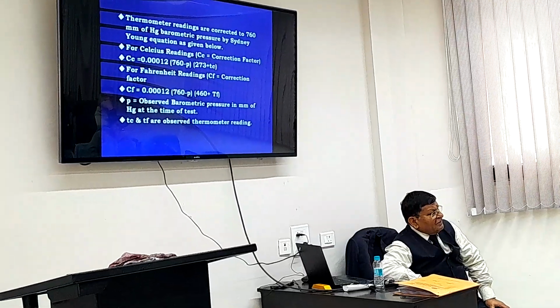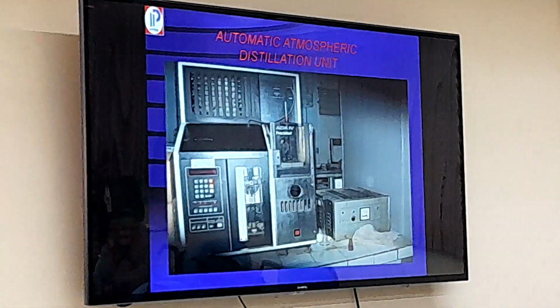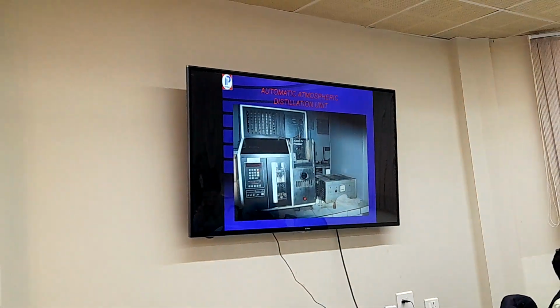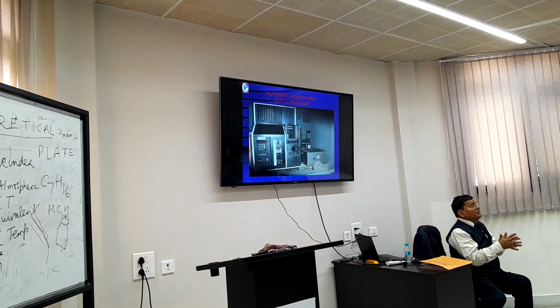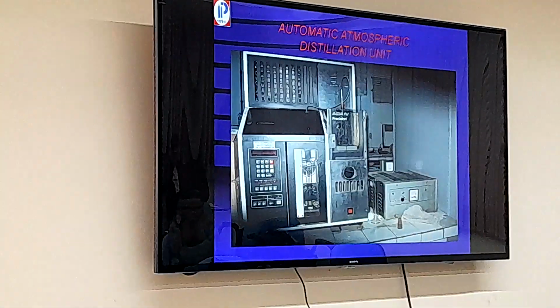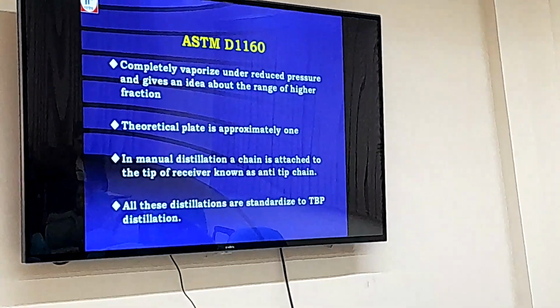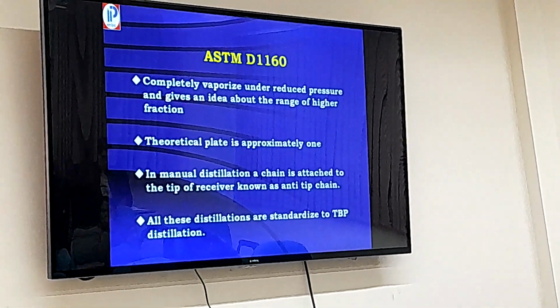You fill the condenser with ice, and if you are using kerosene, then you can fill the water at room temperature. In these tests, in the atmospheric distillation actually during the lab, there was a reflux.